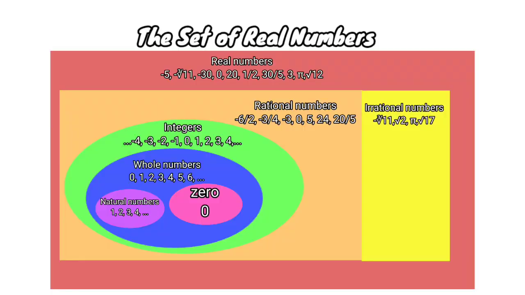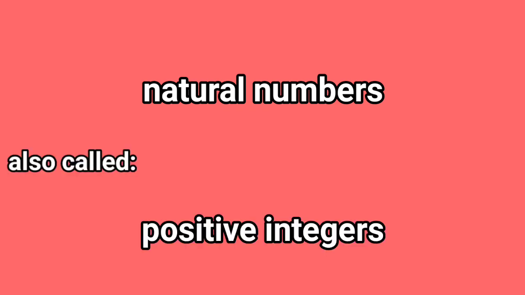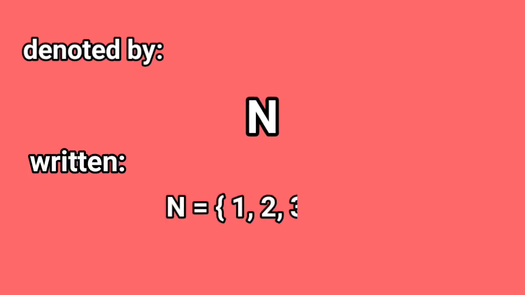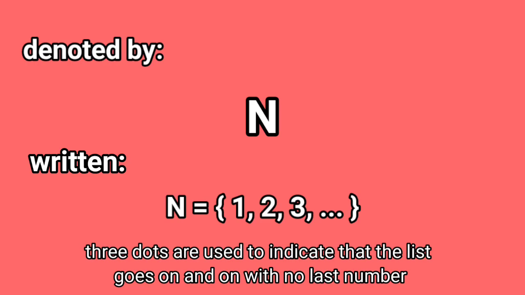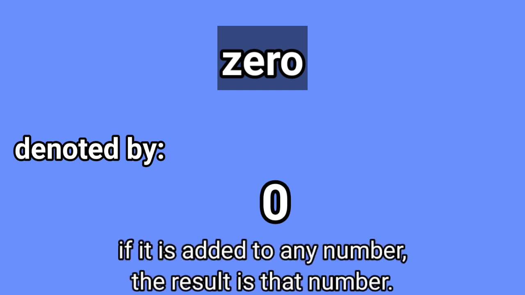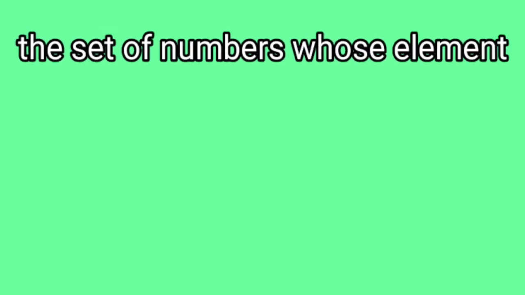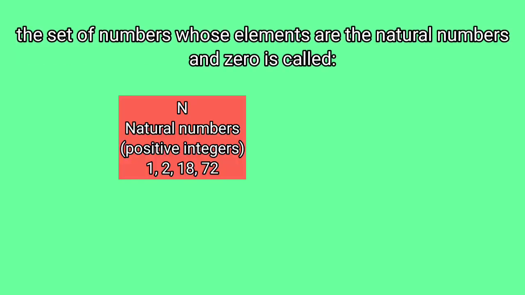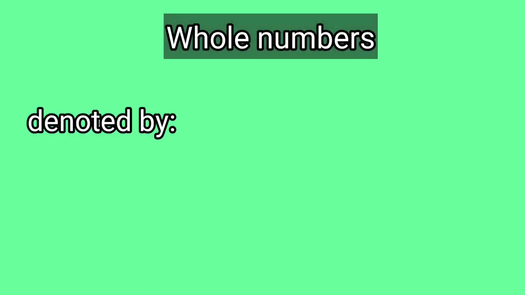Now we will talk about real numbers and what they consist of. Natural numbers. The set of natural numbers is also called the set of positive integers. Thus the set of natural numbers, which we denote by N, may be written {1, 2, 3, ...}, where the 3 dots are used to indicate that the list goes on and on with no last number. The number 0 is the number having the property that if it is added to any number, the result is that number. The set of numbers whose elements are the natural numbers and 0 is called the set of whole numbers, denoted by W.